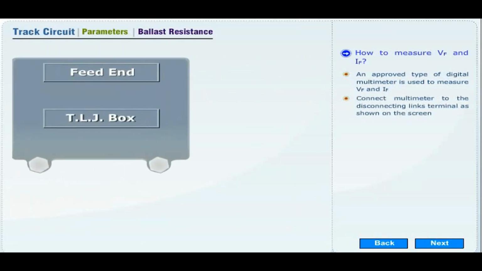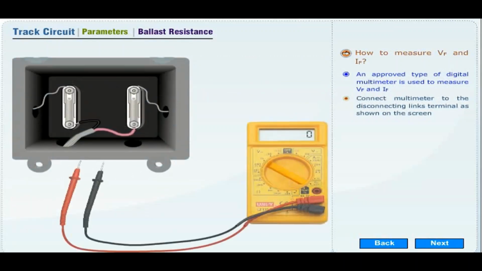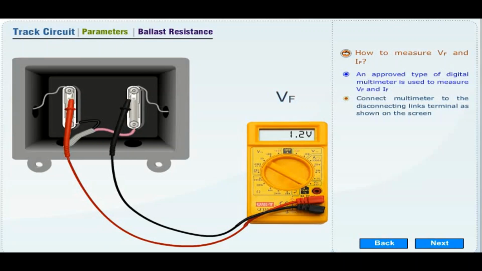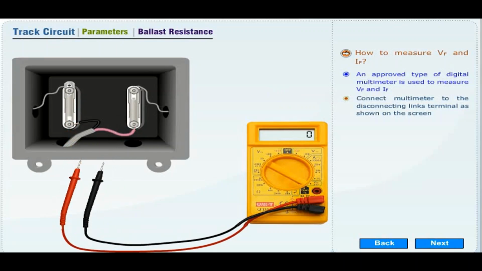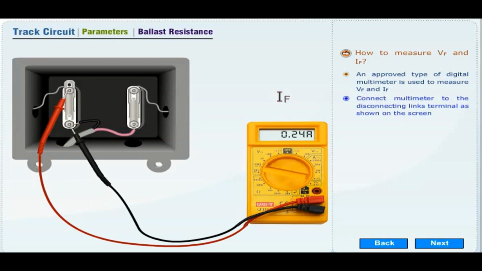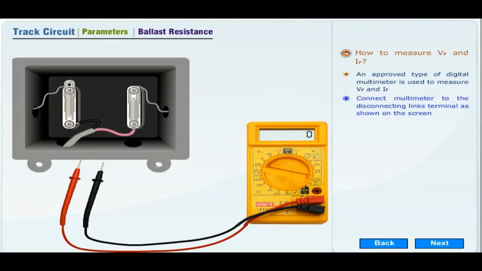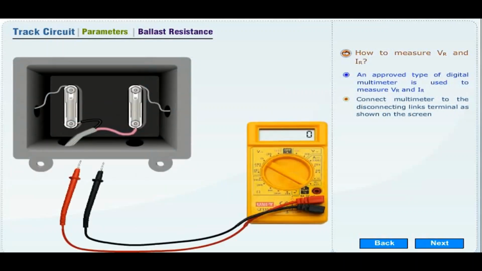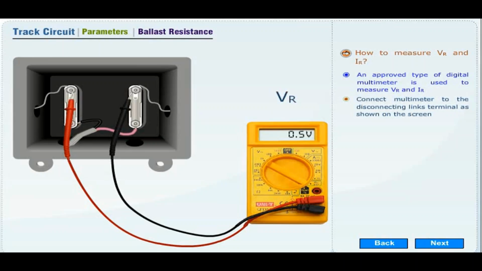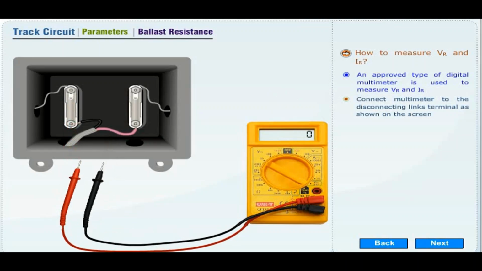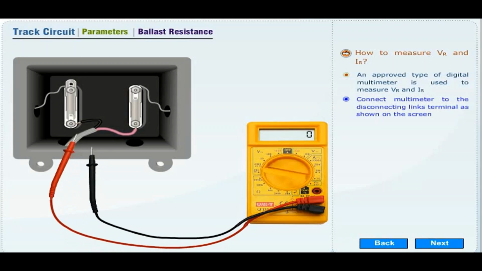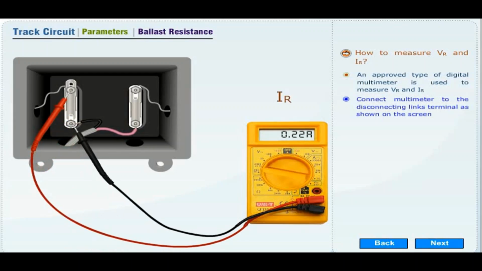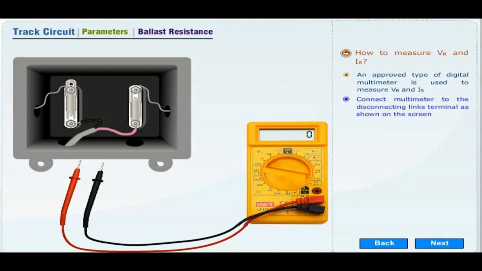How to measure VF and IF? An approved type of digital multimeter is used to measure VF and IF. Connect the multimeter to the disconnecting link's terminal as shown on the screen. How to measure VR and IR? An approved type of digital multimeter is used to measure VR and IR. Connect the multimeter to the disconnecting link's terminal as shown on the screen.